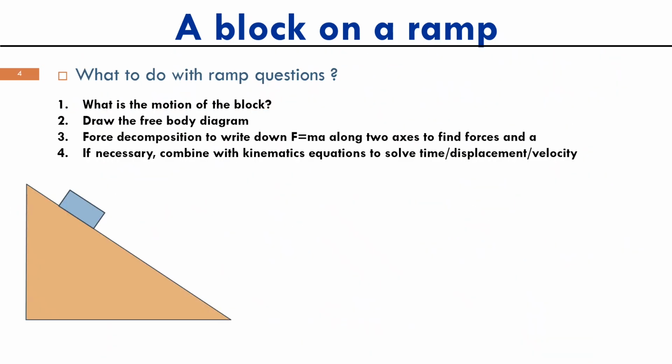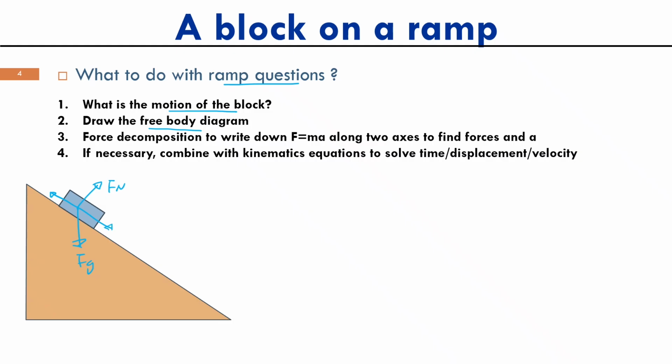All right, now let's summarize what we have learned. How should we solve questions related to ramps? The first thing is to determine the motion of the block, right? Whether the block is at rest or moving, which is very important. Whether it has friction or it does not. The second thing is to draw the free body diagram. You always have gravity going down and normal force perpendicular to the ramp. You may have friction this way, you may have friction this way. It depends on the situation.